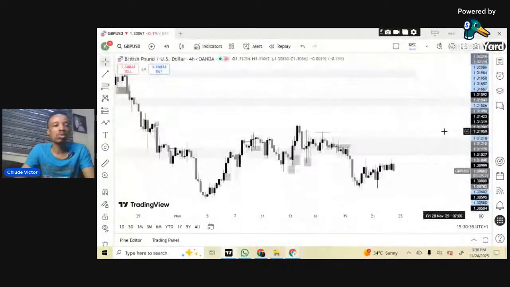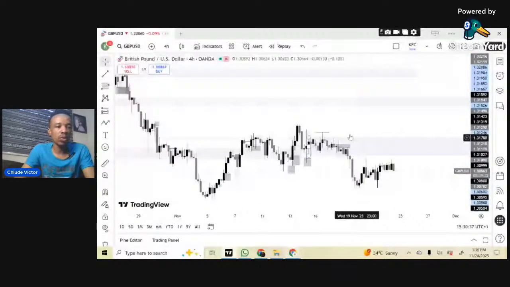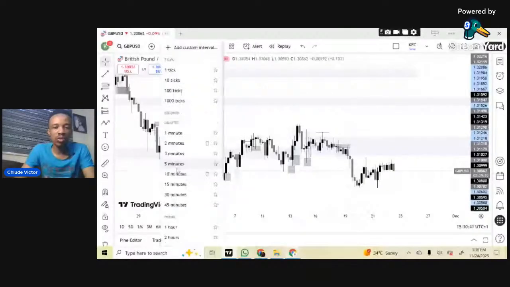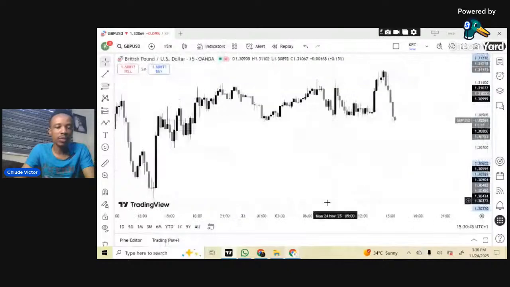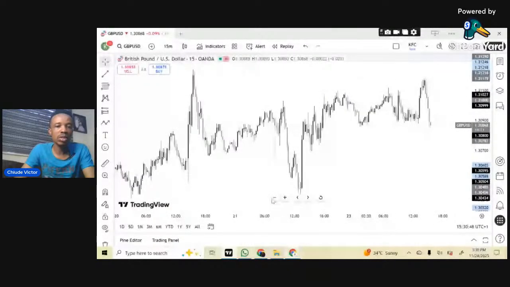So all you need to do is to stay very active on the groups so that once the bearish move for GU is confirmed, I'll let you know when we're going in, or when the bullish move is confirmed. So this is it.